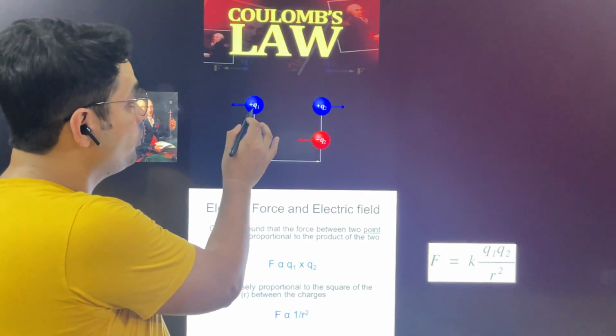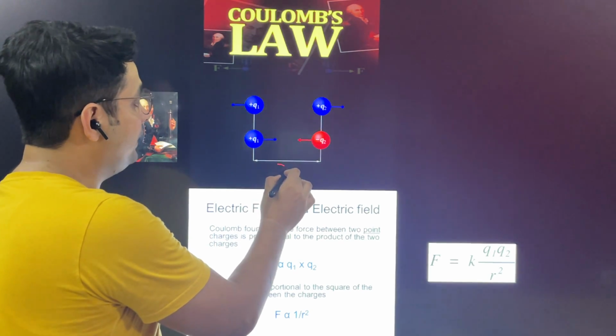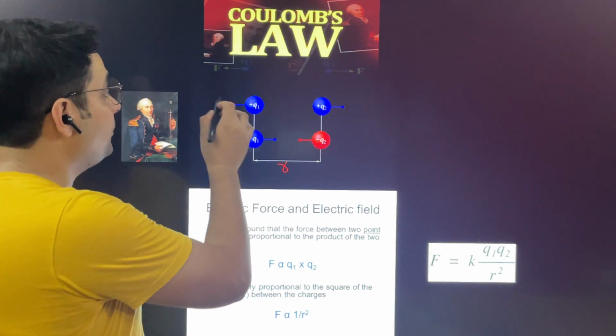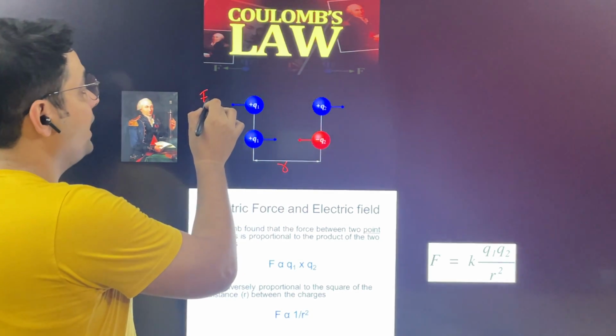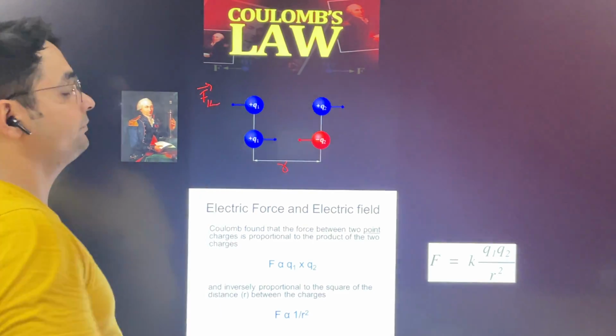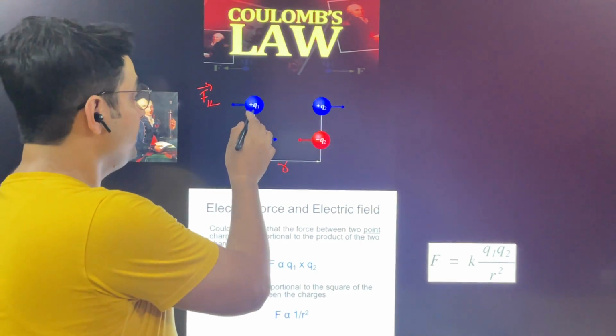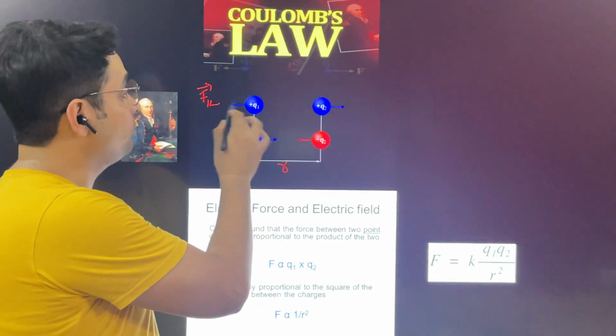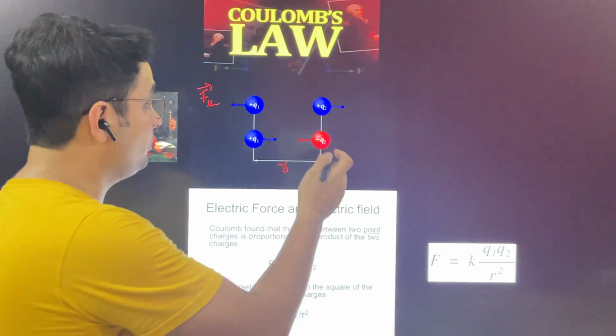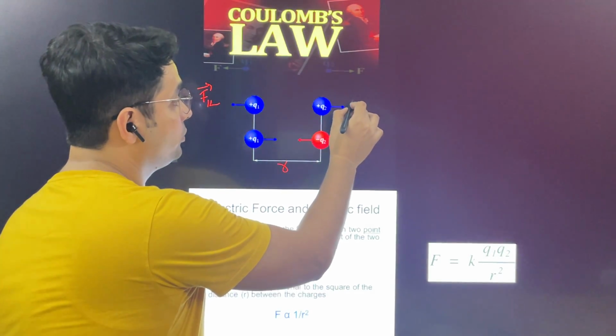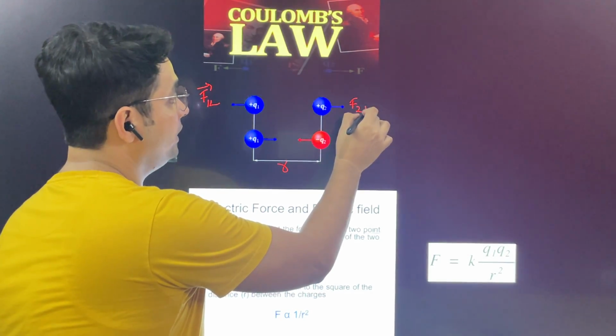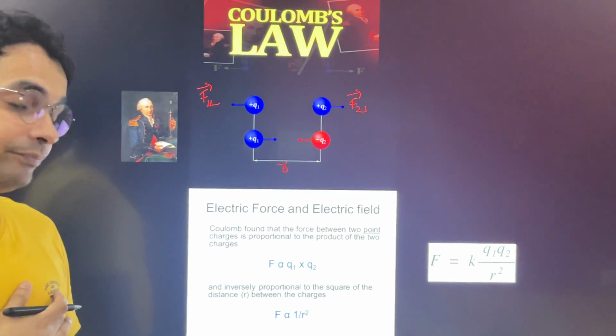So if I keep the two charges plus q1 and plus q2 at a distance of r, they will apply a force. That force you can write as F12 vector on charge 1. That means the force acting on charge 1 due to charge 2 is F12 vector. In the same way, the force acting on charge 2 due to charge 1 is F21 vector.